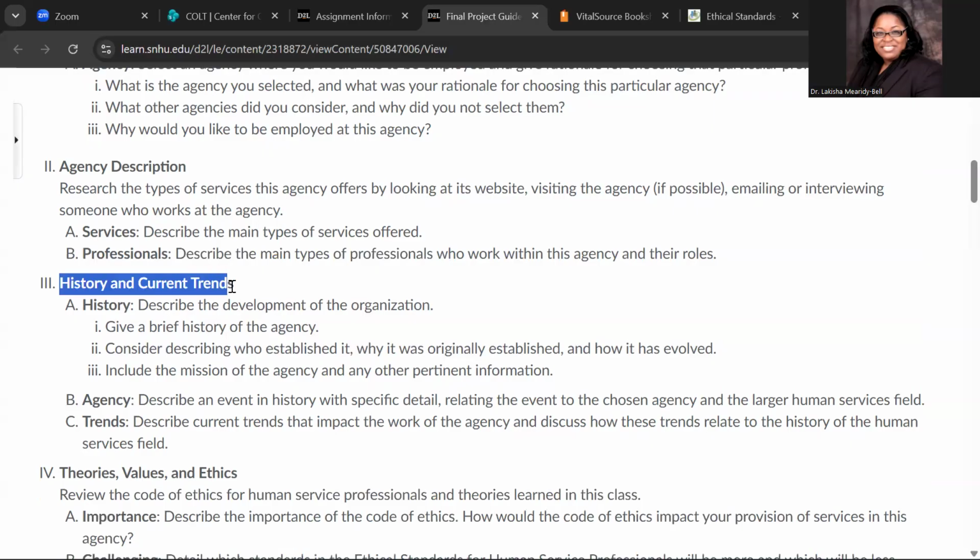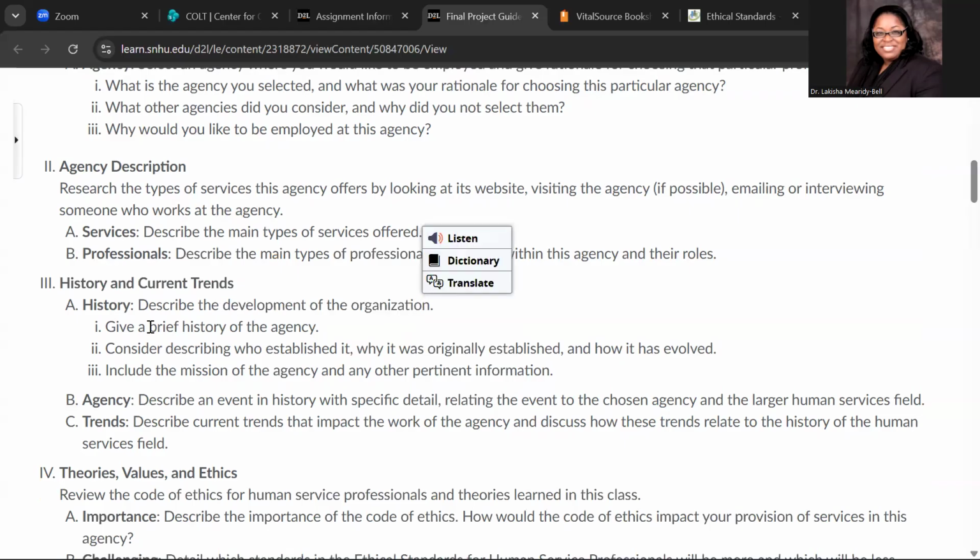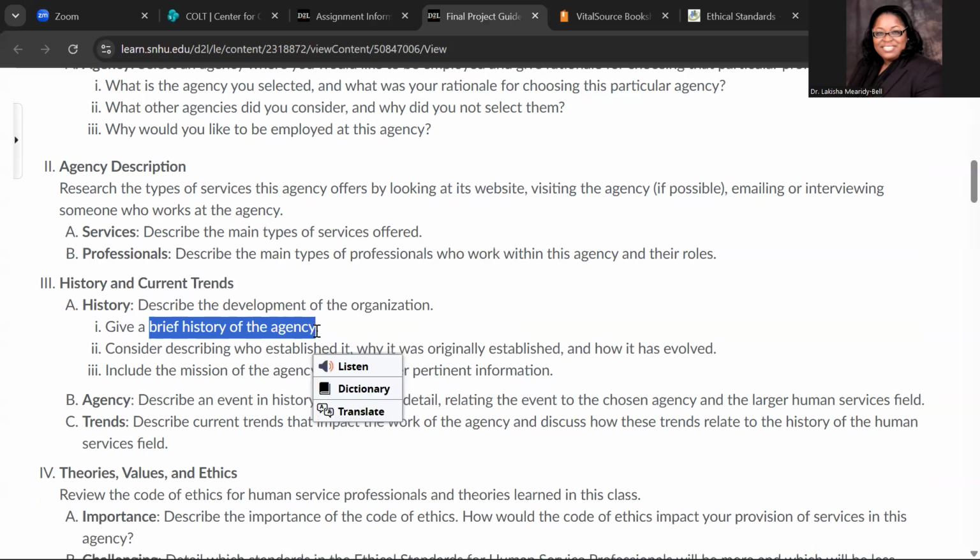All right. So when we get to history and trends, I'm just going to summarize this section real quick. Describe the development of the organization. What's the history of it? How was it founded? Also give a brief history of it. How has this agency progressed since its inception, the time that it was created? What has it done throughout the historical time in working with clients and improving services and programs, or maybe expanding? This is where you're going to give just a brief history of the agency.